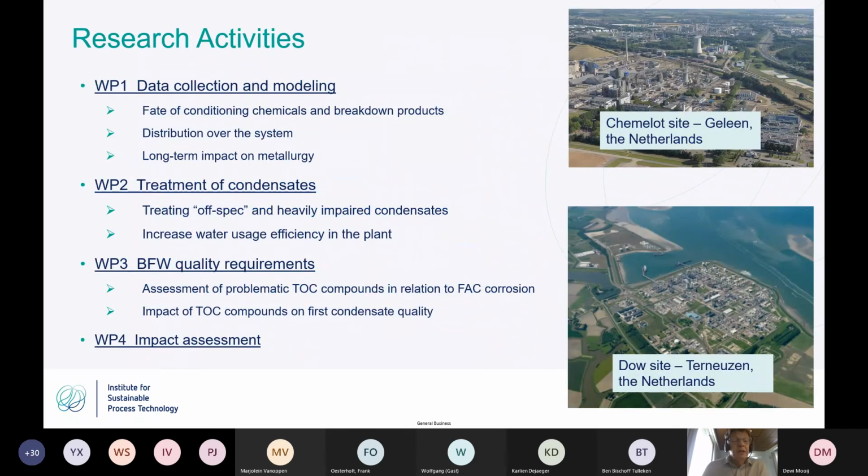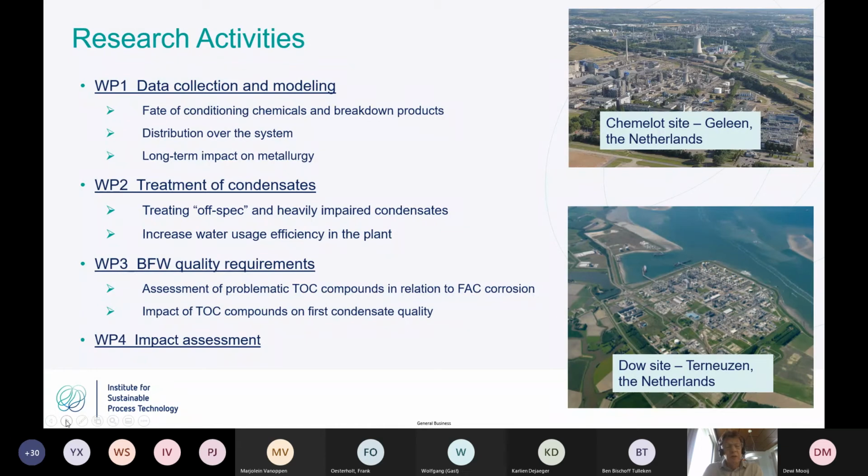In these different work packages, we focused on a couple of things, and we had two major locations where we focused our research. Work package 1 and to some extent 3 are focused around the Camelot site, where they are using film forming substances as conditioning chemicals. So we looked at the distribution over the system and the long-term impact on the metallurgy. The Dow site was predominantly used to evaluate the treatment of condensates, the off-spec condensates, but also the somewhat more heavily contaminated materials.